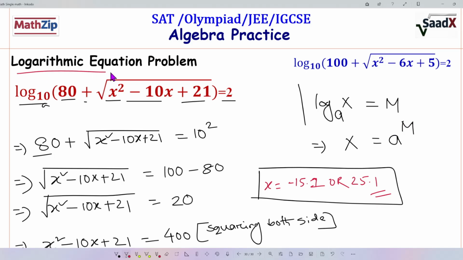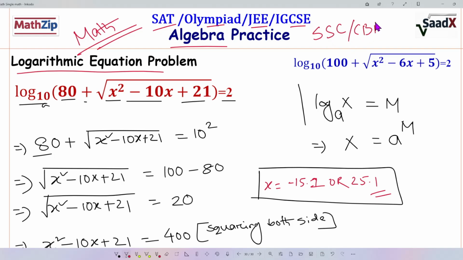So you should face these kinds of questions in the examination hall, and it's very good practice for logarithmic equation problems. We know exponents and logarithms are a very important part of algebra, and especially of math as a whole. So you should keep practicing, and it is ideal for IGCSE, JEE, Olympiad, SAT, or any local central examination like SSC or CBSE. For everywhere this is very important math, so you should practice.